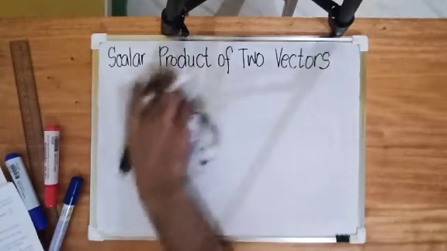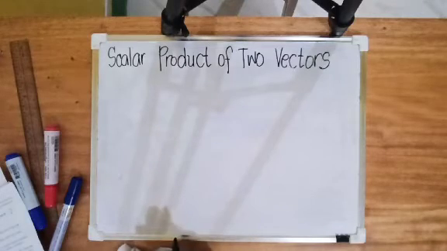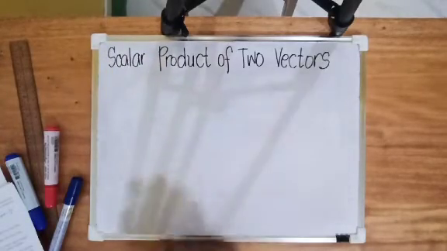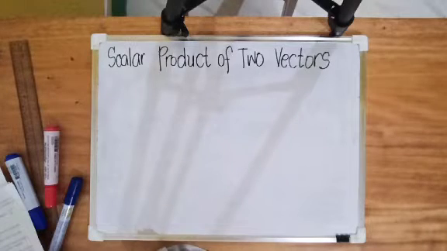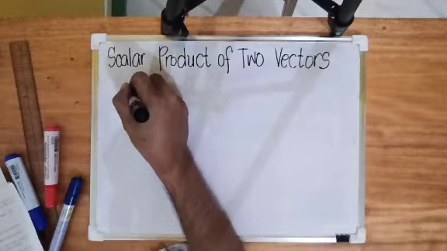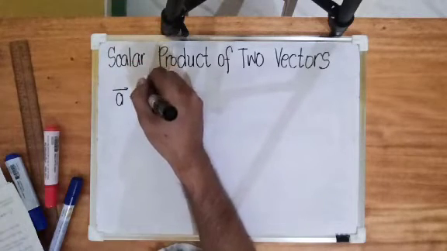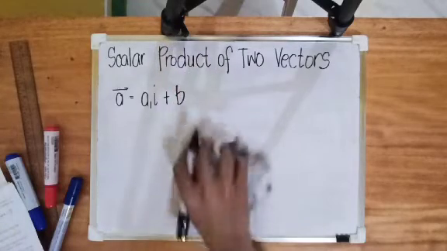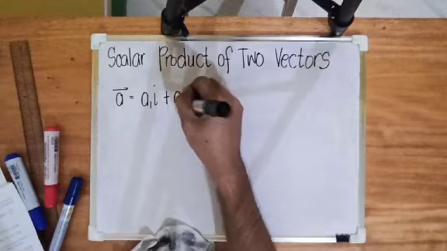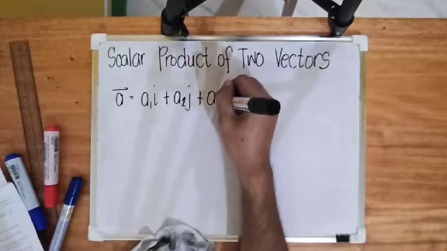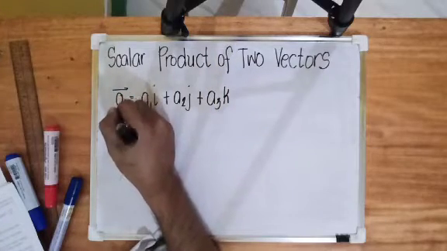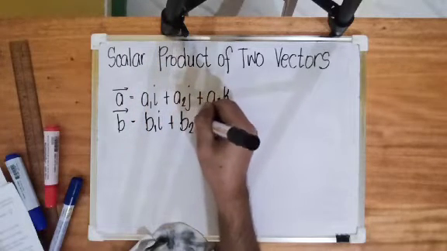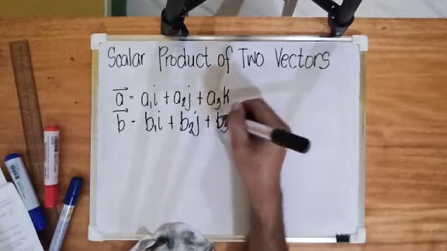And to get the value of the scalar product of our two vectors, let's say we have here in our lecture vector A, which has a1 i plus a2 j plus a3 k, and vector B, which has b1 i plus b2 j plus b3 k.